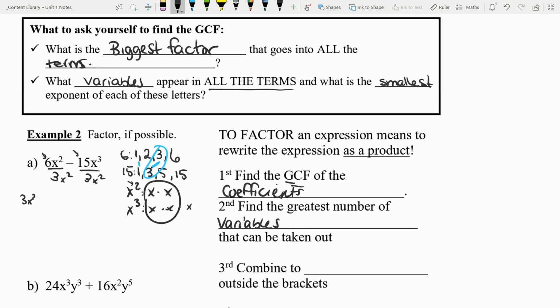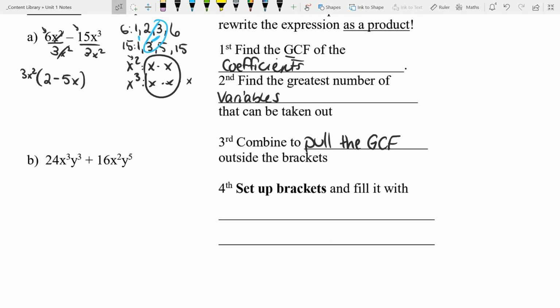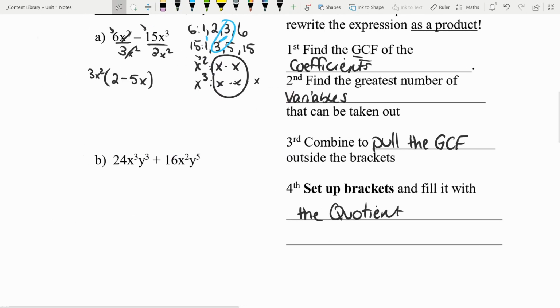So we have 3x squared, which goes on the outside of the bracket because we're pulling it out. What we're left with is 6 divided by 3 is 2. The x squareds cancel. Negative 15 divided by 3, negative 5. And then x cubed divided by x squared, we're left with an x. So we combine those to pull the greatest common factor outside the brackets. And then the last thing we did was set up the brackets and fill it with the quotient, because we divided to find that, right? So quotient means what was left over.